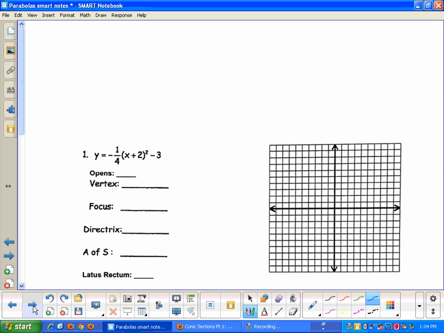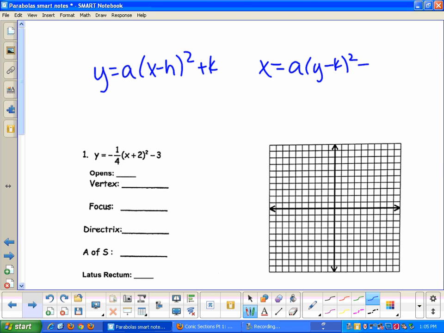Okay, so let's go ahead and start. I'm going to write my equations at the top because it helps me remember them. So y equals a times x minus h squared plus k. This is a parabola that opens up or down. And x equals a times y minus k squared plus h, again, the parabola that opens right or left depending on the a value. And remember, a is equal to 1 over 4p.